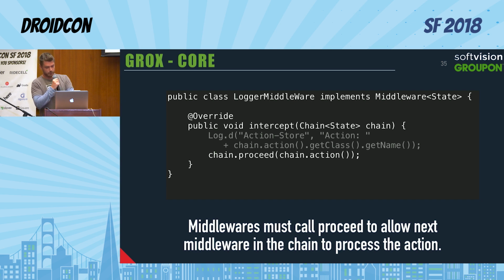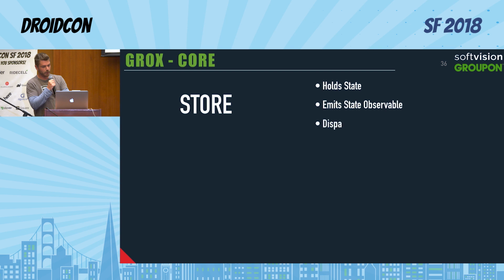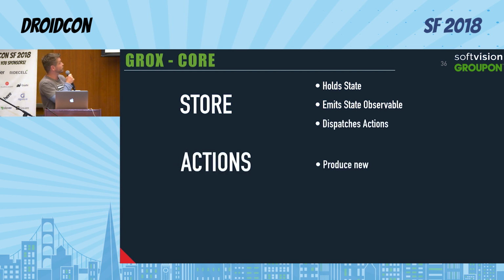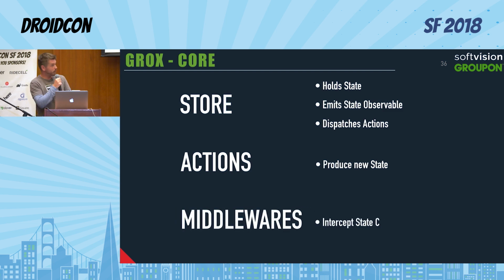So yeah, here is the basic implementation. So let's wrap it up. Inside the Grox core, we got three main entities. The first one is a store. So the store holds the state. It emits a state on an observable, and it dispatches actions. Actions are going to produce a new state given an old state. And middlewares are here to intercept state changes and basically add functionalities to your store.